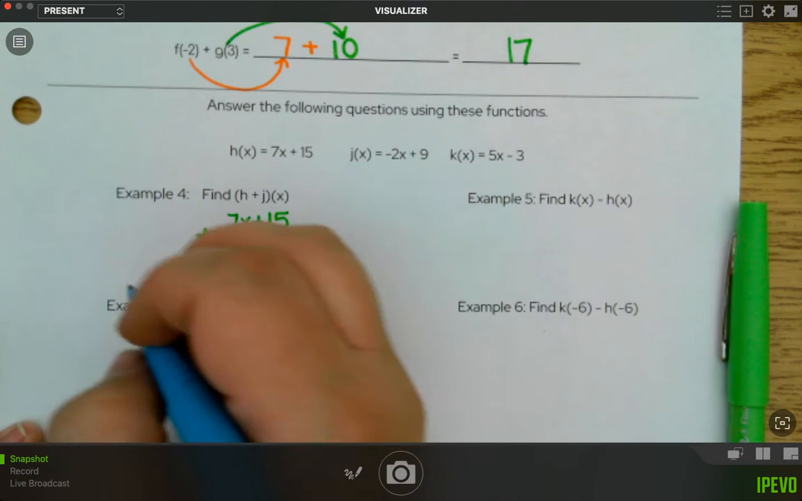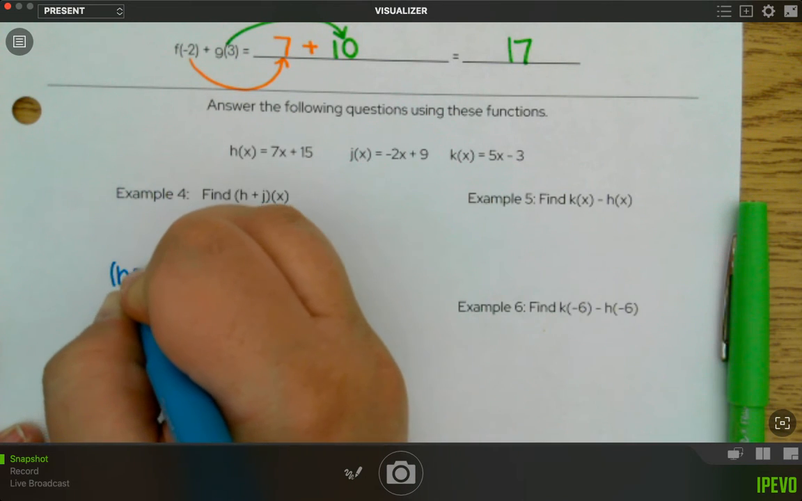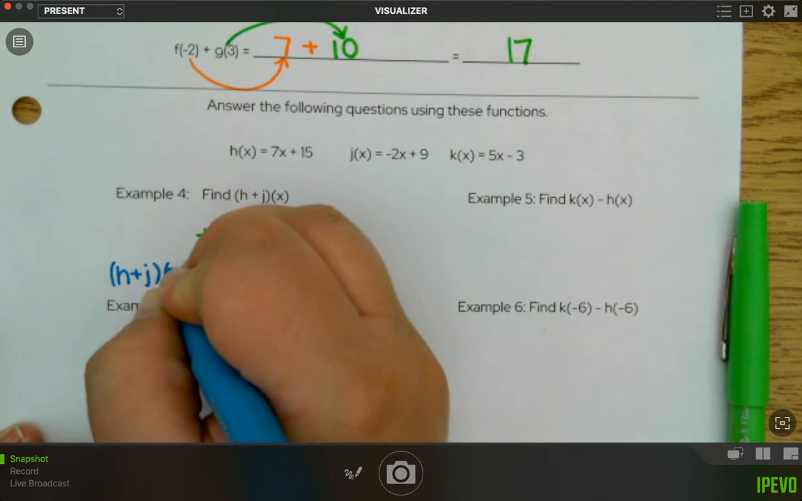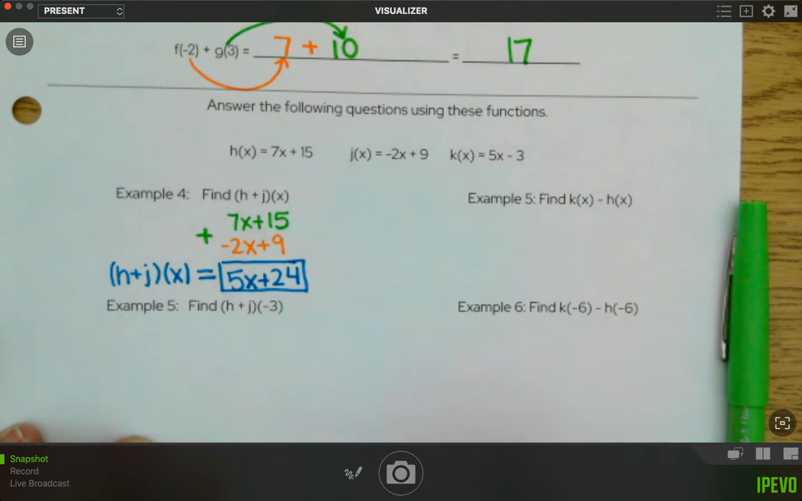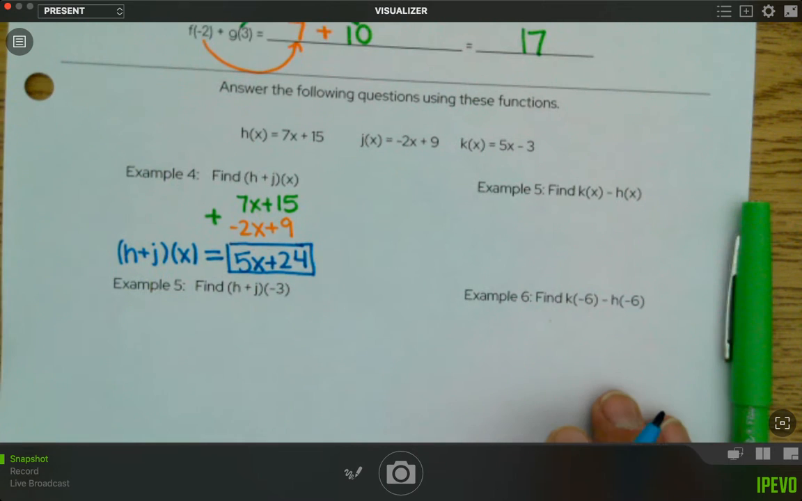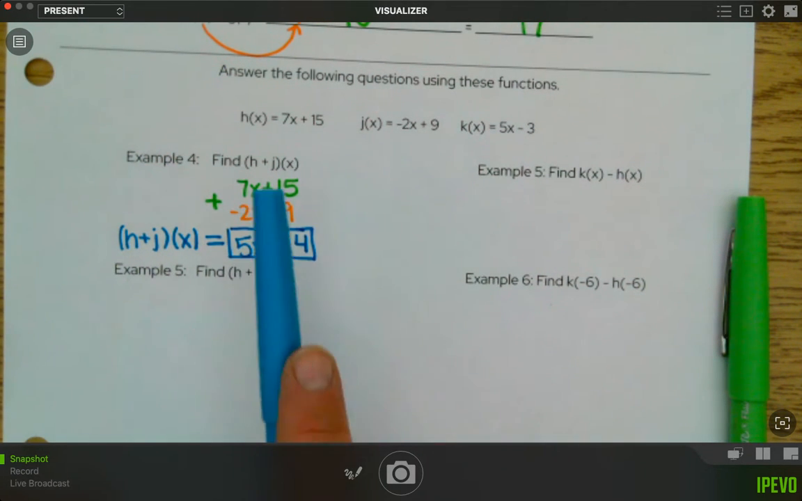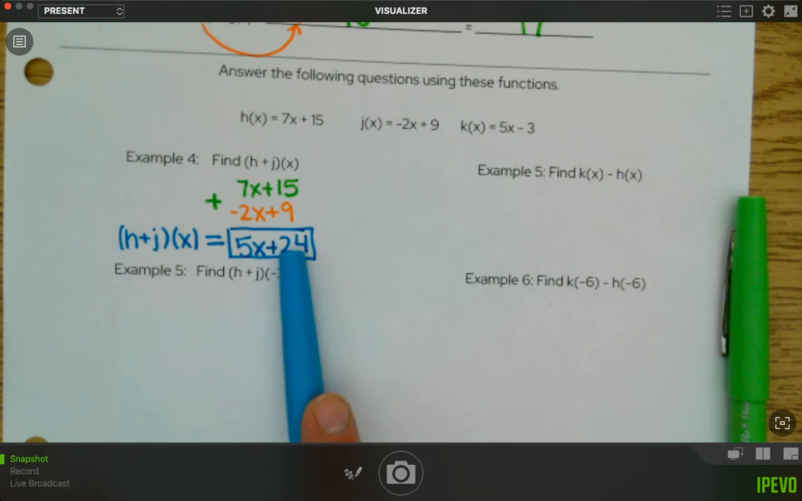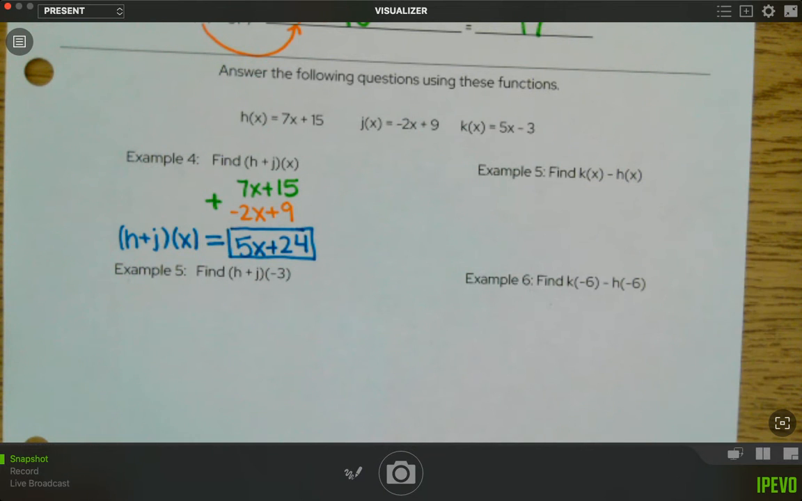Okay, and then over here to the side, I'm going to write h plus j of x equals, so that we know what we just found. I know it's listed right here too, but it makes more sense to write it right here. Okay, so you just follow the operation.